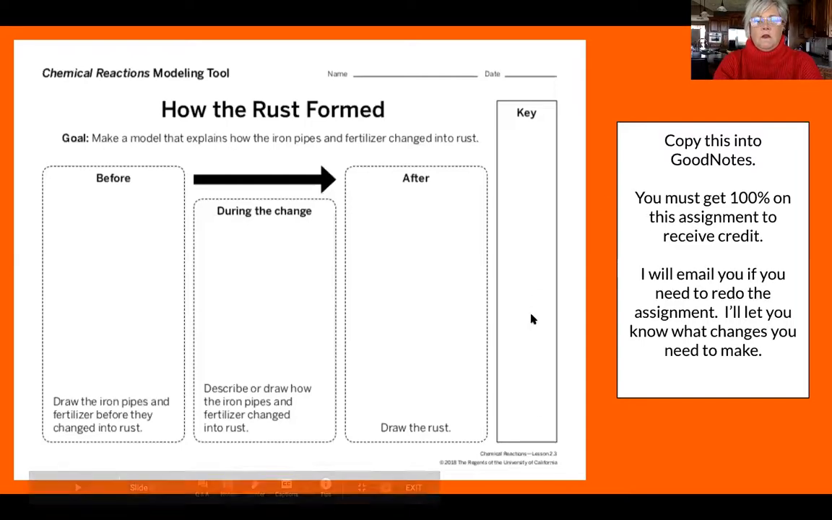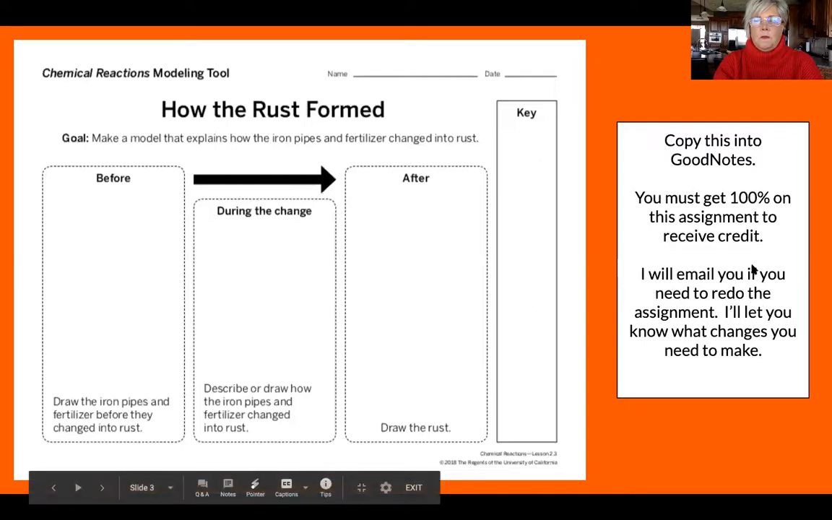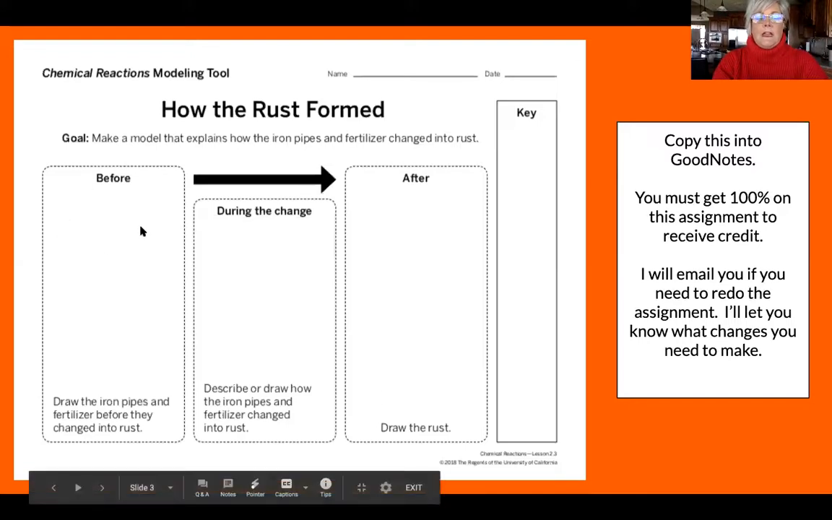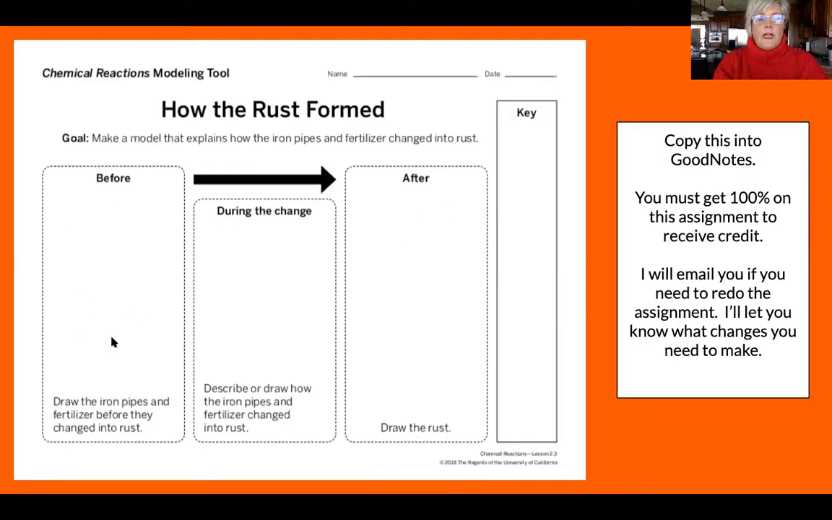You're going to have a key right here, and here's my little reminder for you. In order to get full credit for this assignment, you need to do 100%. And so in order to show proficiency, I want to know that you understand that the same number of atoms that you had over here representing iron pipes, those are over here. And the same number of atoms that you had that represented the fertilizer, that's over here too. It's here, here, and here. They don't change because they don't just disappear, and we don't get them from something else either.